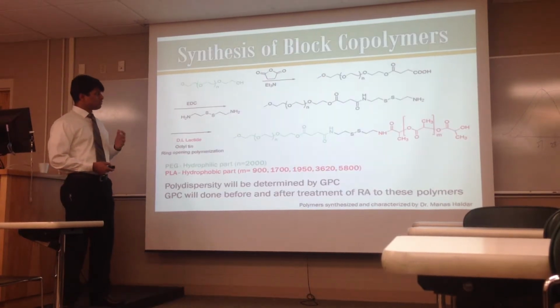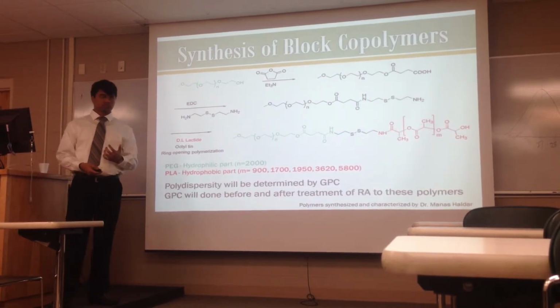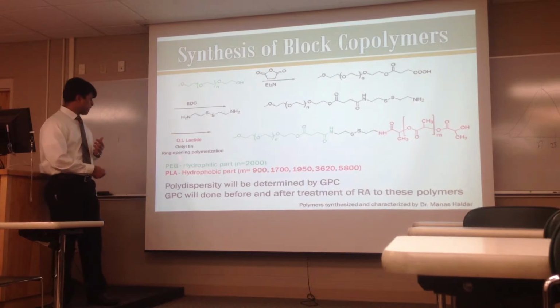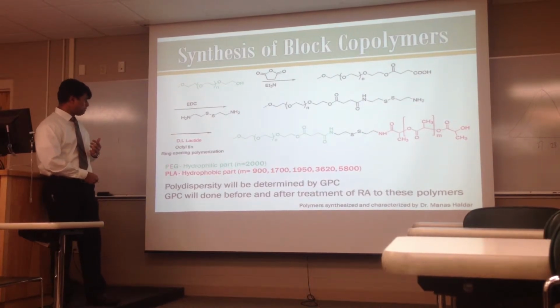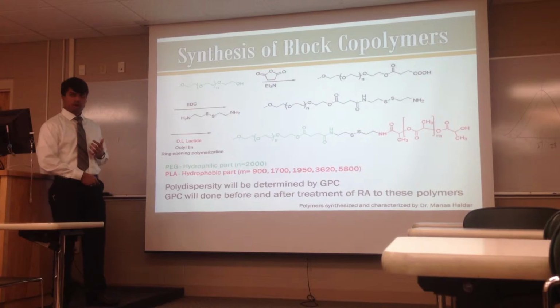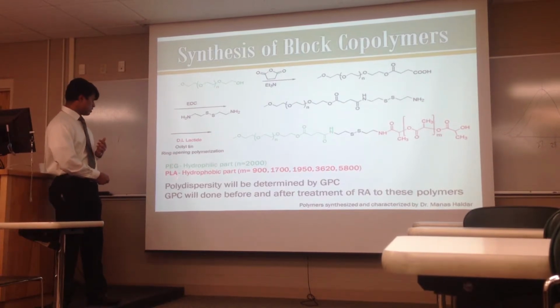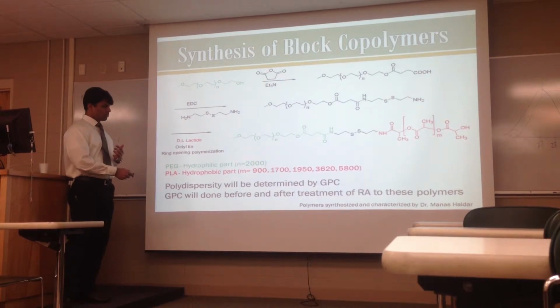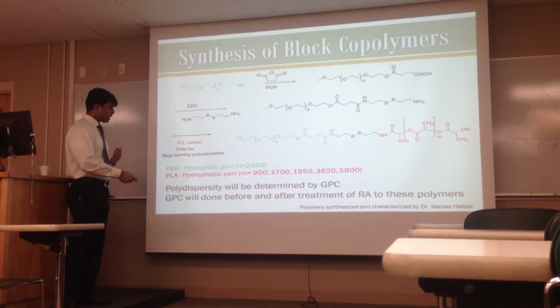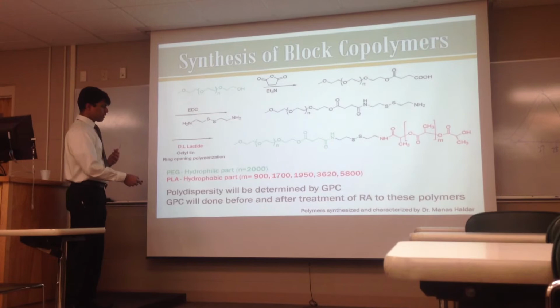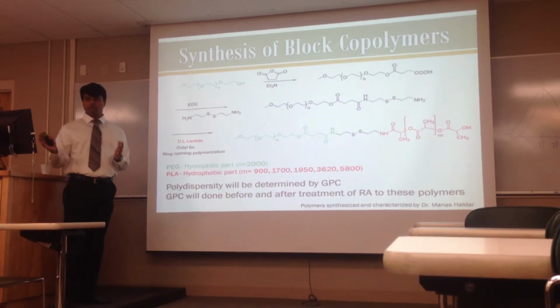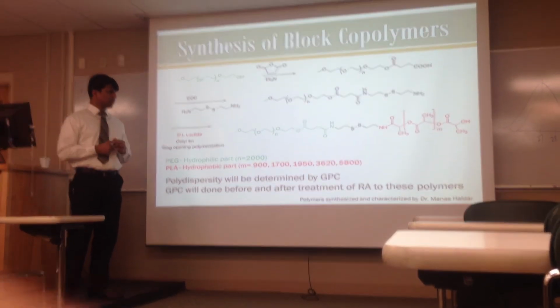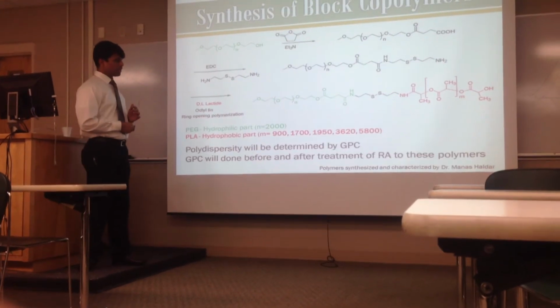So with this, we started synthesizing the polymers. We took PEG as the hydrophilic part and PLA as the hydrophobic part, PLA as in polylactic acid. We kept the PEG molecular weight constant at 2000, but varied the PLA molecular weight. So we had five different polymers with a disulfide bond.